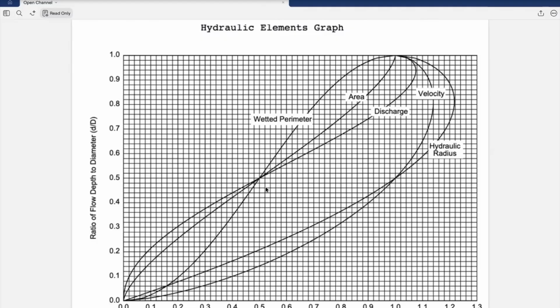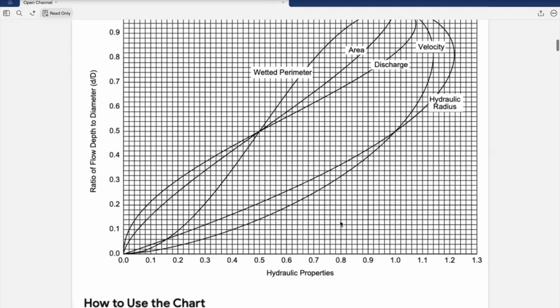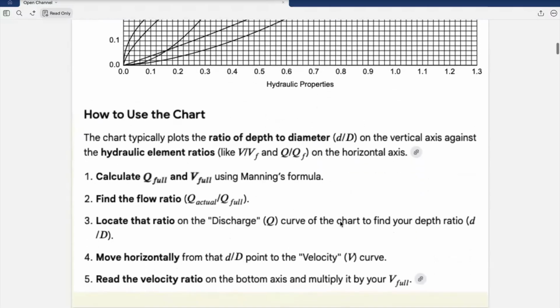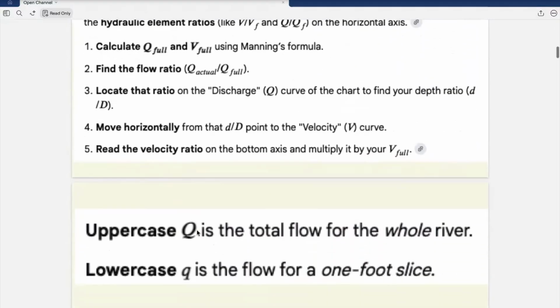So this curve helps us find the discharge curve, that is Q actual by Q full, and the velocity curve, that is velocity actual by velocity full. Similarly, for area as well, we can compute that. Like I already mentioned, we can use these tricks to read the above chart, so I will not go into detail.